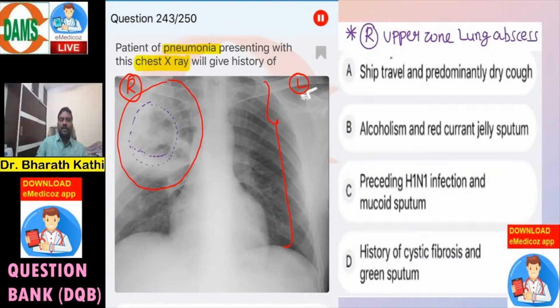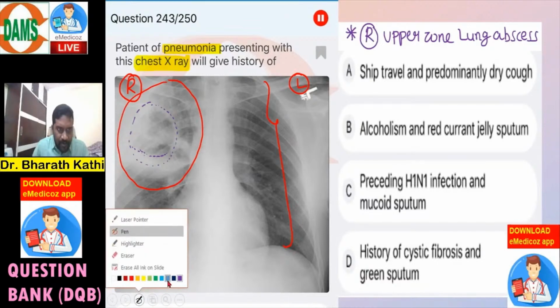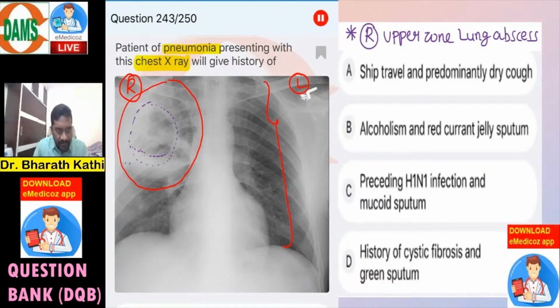Along with a lung abscess, there are so many organisms causing lung abscess. There is a classical finding in this chest x-ray. Normally your horizontal fissure will be straight like this, but what has happened to the horizontal fissure due to this infection? It has bulged down like this. Normally the horizontal fissure will be straight like this.